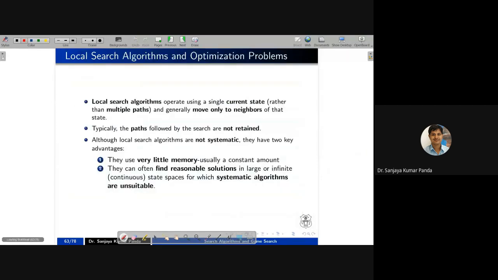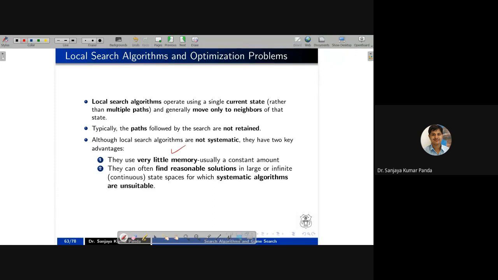Now coming to the last part of this talk, local search algorithms and optimization problems. We'll also see some game search here. Till now, whatever search strategies we have discussed, either uninformed or informed, we considered that the memory is not finite. But it is more challenging when you have very little memory.